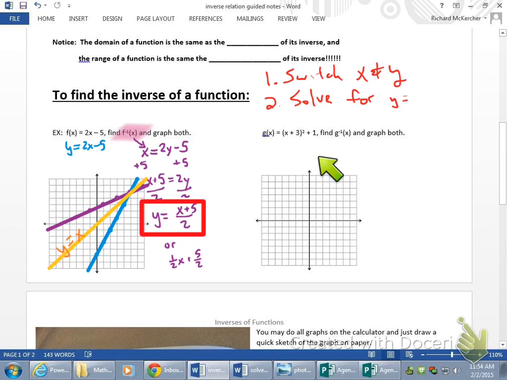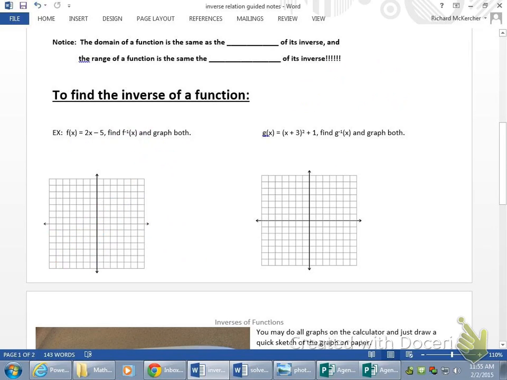We'll try this one the same way. This is a little trickier to solve, but I'm going to try it the same way. Okay, I just started off rewriting it, so I had the y equals. And now I'm going to find the inverse of the function by switching the x and the y. Okay, so I'll take a minute, just notice I switched the x and the y. Now I'm going to solve.